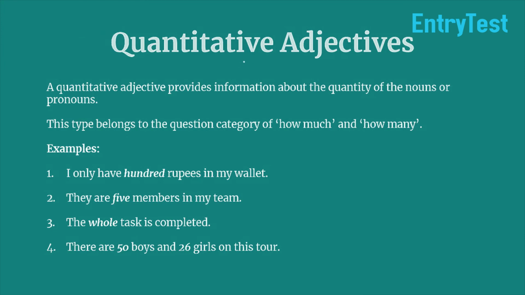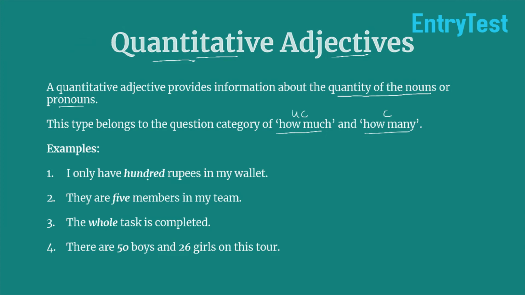Now we'll see quantitative adjectives. So quantity बताने वाले. Quantitative से हमें समझ में आना चाहिए कि they are going to show some quantity. Okay. So a quantitative adjective provides information about the quantity of the noun or the pronoun, and this type belongs to the question category of how much or how many. So ये दो टाइप के क्वेश्चंस का आंसर देते हैं, that is how much or how many. यहाँ पर uncountable, यहाँ पर countable. Let's see the examples so that it will be more clear.